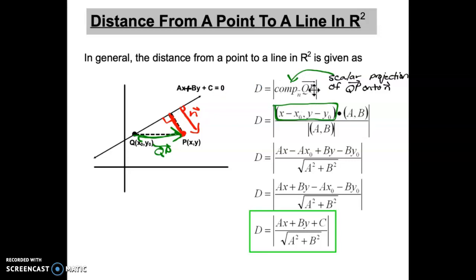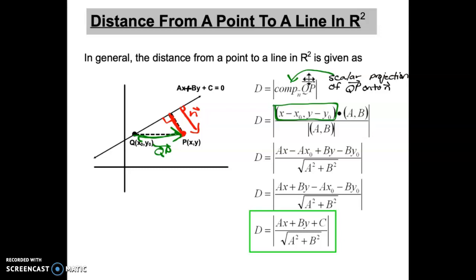And that's exactly what this notation right up here means. So you're taking the scalar projection of vector QP onto N. And if you haven't seen that notation before, that's just what it means. And because we care about distance, we don't want negative or positive, so we're just going to take an absolute value of it.